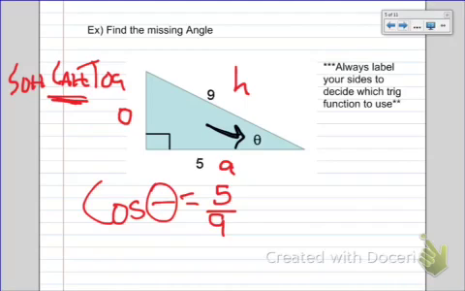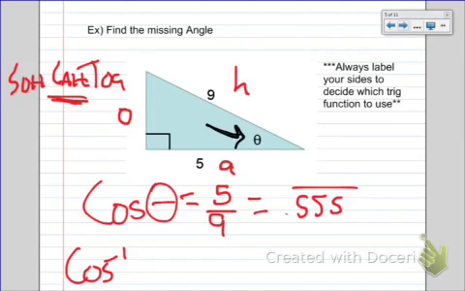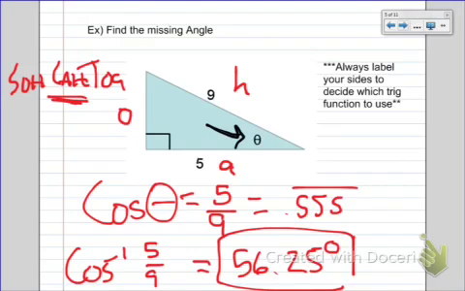So I'm going to go ahead and take 5 divided by 9 in my calculator. And I get like 0.555 repeating. Okay? So what that means is I need to take the inverse cosine of 5/9, or 0.555. So I'm going to put in 0.5555555 second cosine, and I should get about 56.25 degrees. So I just used my triangle, figured out which sides I had, and then used the inverse cosine because I had A and H, adjacent and hypotenuse.